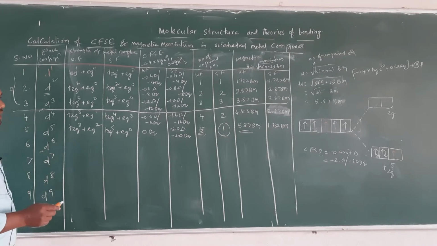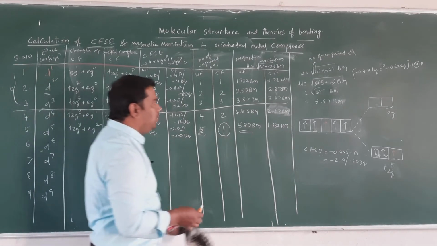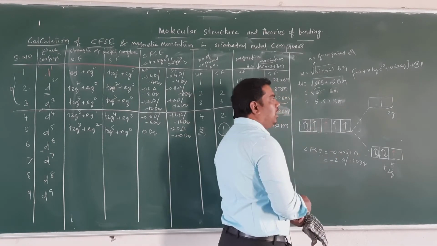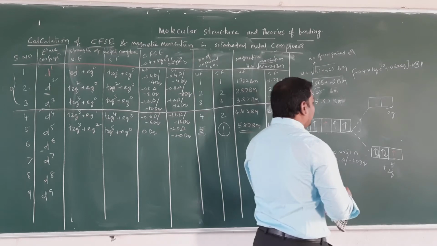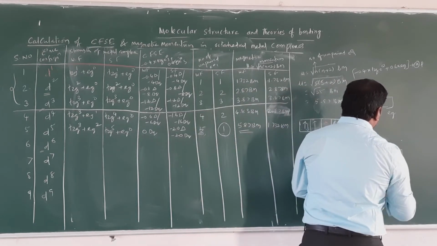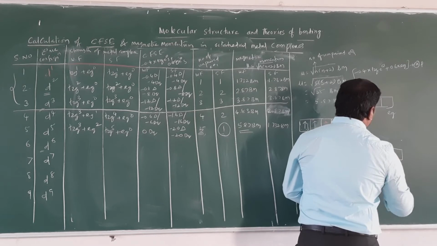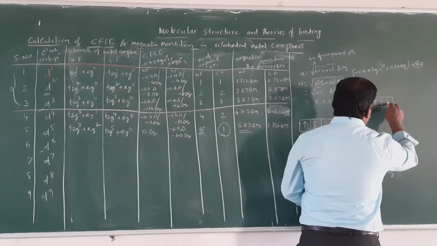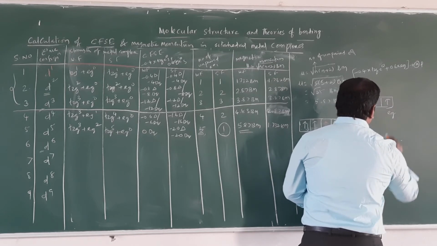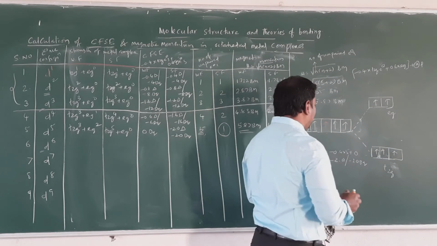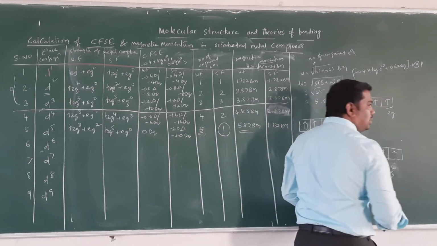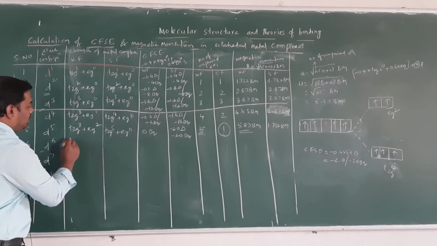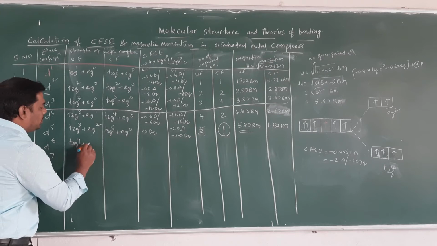Then we will move to the d6 configuration. D6 configuration means one more electron is going to be paired up in this d orbital. Here I will write the t2g and eg levels. If it is a weak field complex, 1, 2, 3, 4, 5, the next 6th electron is going to be paired up. So the configuration is t2g4 and eg2.